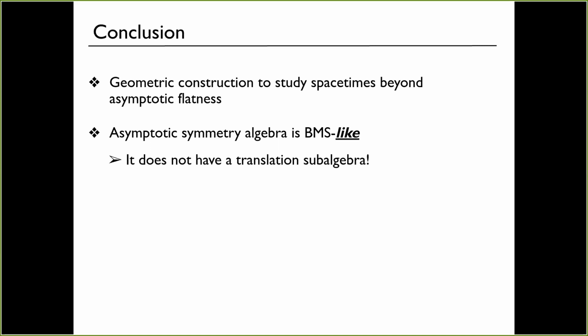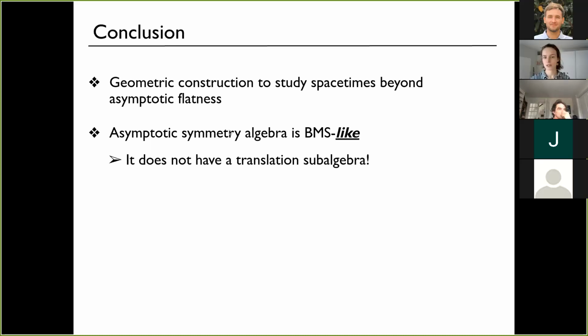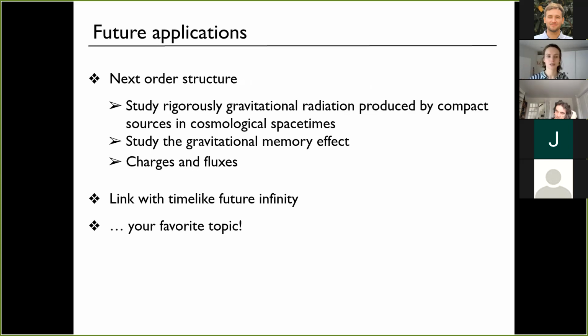Nonetheless, I think this is a really nice geometric construction to study spacetimes beyond the asymptotically flat context and study, in particular, those in cosmology. So what we found is that the asymptotic symmetry algebra is BMS-like. So not exactly BMS, right? It's not isomorphic to it, but it does share the structure that it is the Lorentz algebra with supertranslations, but it doesn't have this translation subalgebra. So in particular, these notions of mass and linear momentum, what they should be in this context is not so obvious.